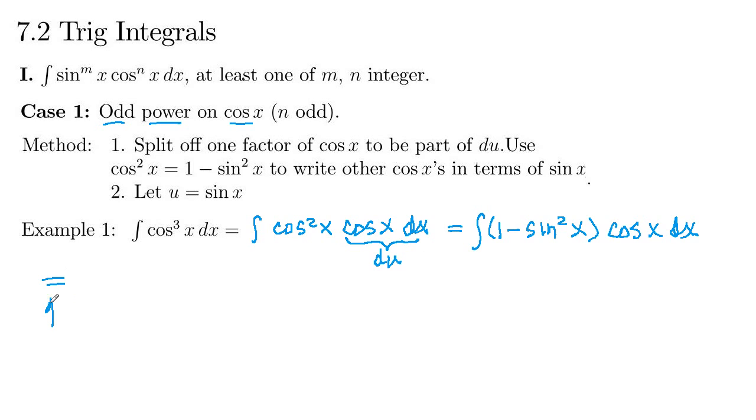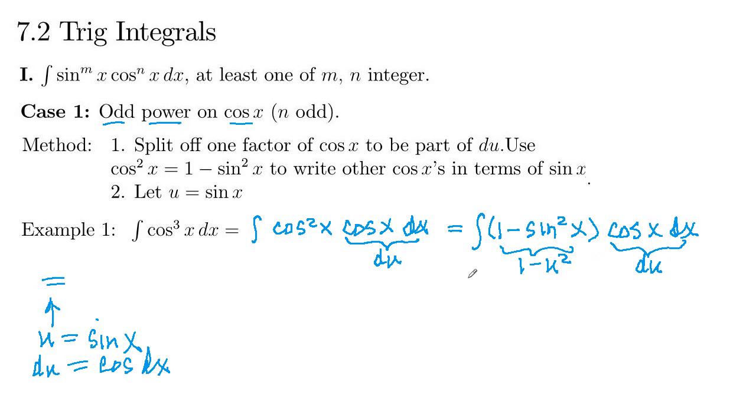And now u is going to equal sine x, and my du is going to be cosine x dx. So this will be 1 minus u squared, and then cosine x dx, there's my du. So this is now the integral of 1 minus u squared du with that substitution. And that's definitely an easier integral. This is just power rule, right?